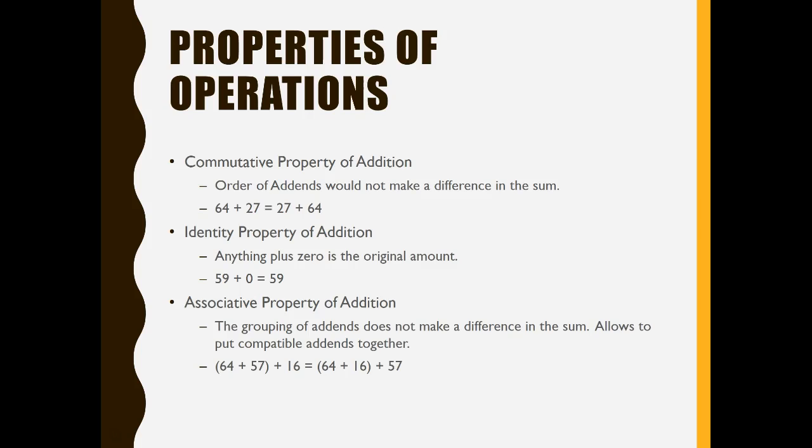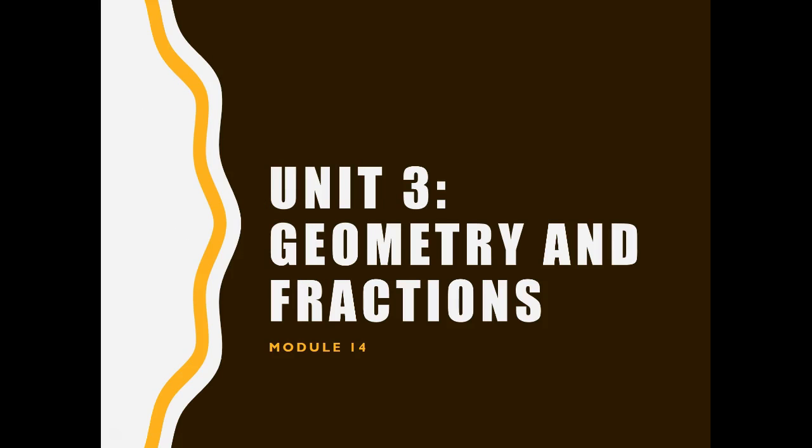The properties of operations are going to be the commutative property, where the kids can add addends and either one goes first or the other. The identity property of addition, where we have plus 0, and the associative property of addition, where you can group them in any way as long as you are adding.